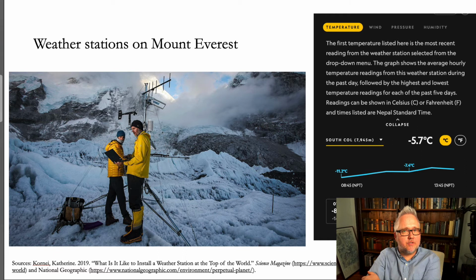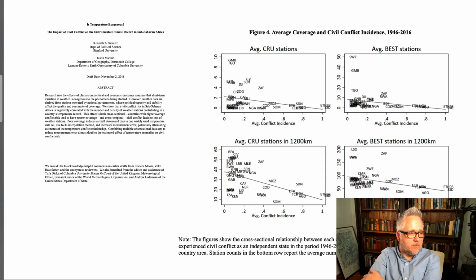I think the two things to take away from this photograph are that the thing looks fragile. If I took a running start, I could probably knock that thing over. And second, you have to have people involved to set it up, to monitor it, and to come out and fix it if the sensors stop responding or if something gets damaged. So these things are not completely automated and require a lot of human observation, which leads to the importance of the Schultz and Mencken work, in which you see this graph of the relationship between the number of conflict events in an area and the number of weather stations, from two different weather station sources of data, the CRU and BEST data sets.